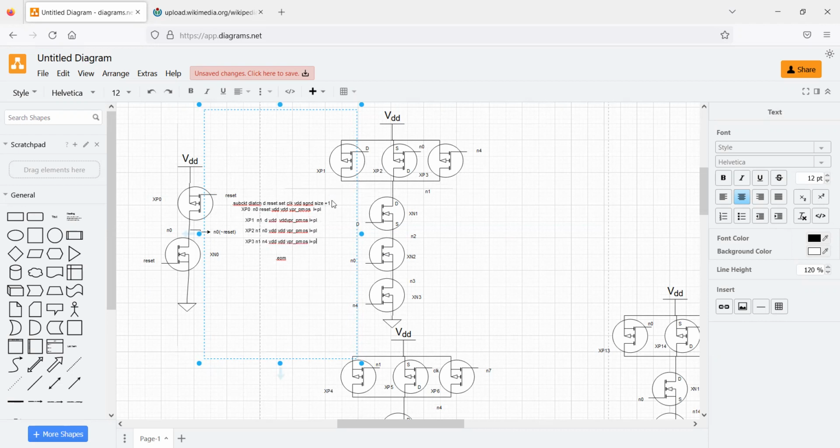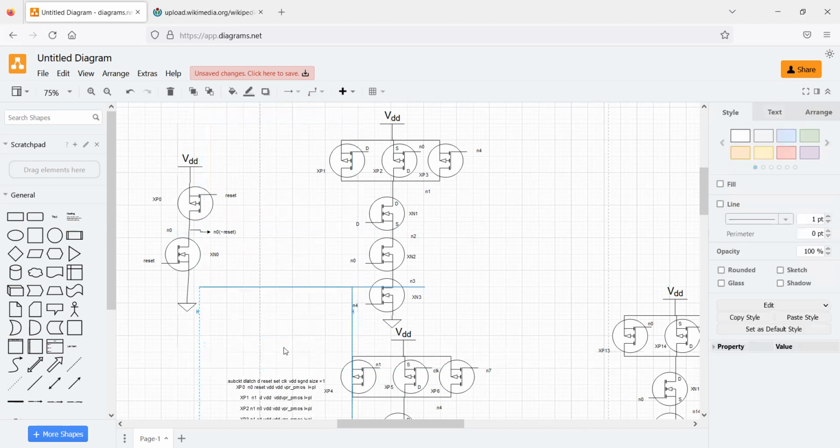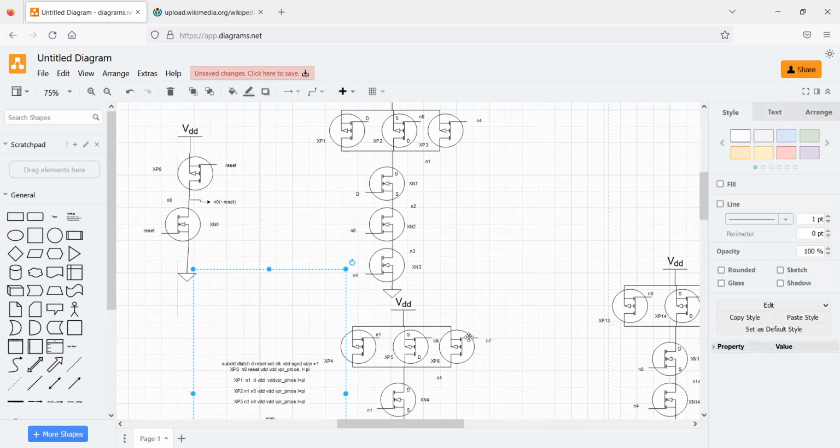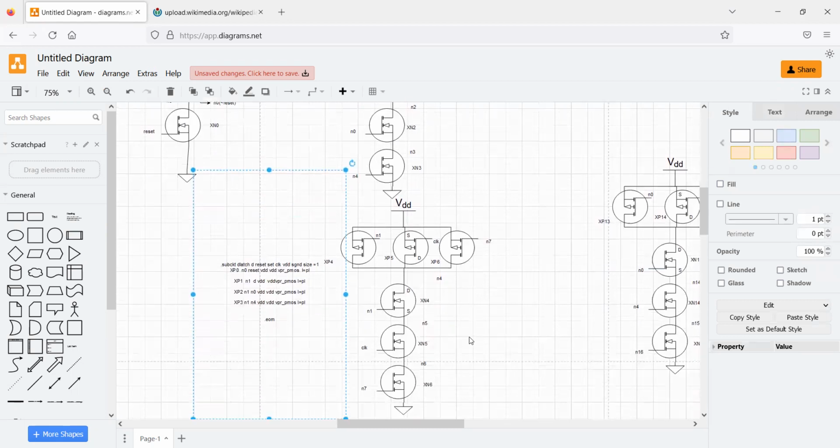And then we have XP2, which goes from node 1, node 0, VDD. Then we have XP3, we have N1, N4, VDD. Then take this and we go. So let's take a look at the next one.